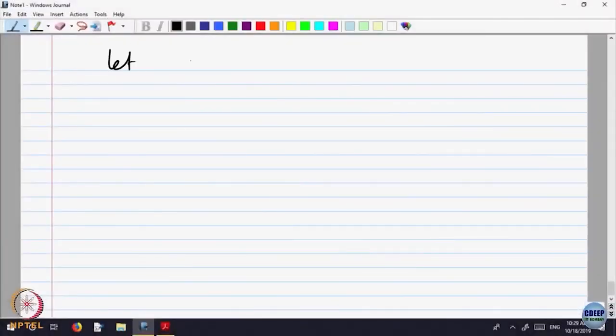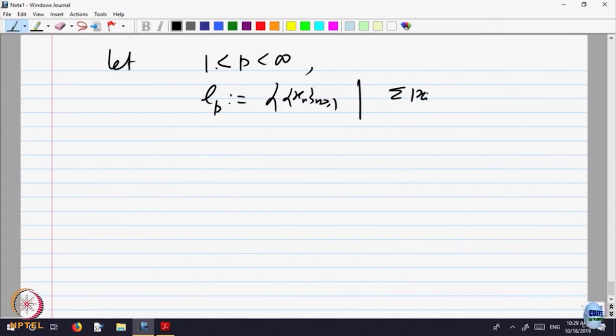So let 1 be less than p less than infinity. Look at l^p. Now you realize why I was using 1 and 2 and so on. It is all sequences such that the sum of mod x_i, in L1 we just took the sum, in L2 we squared them, and now we take the pth power and take the pth root, is finite.